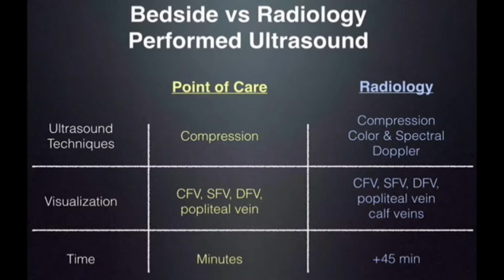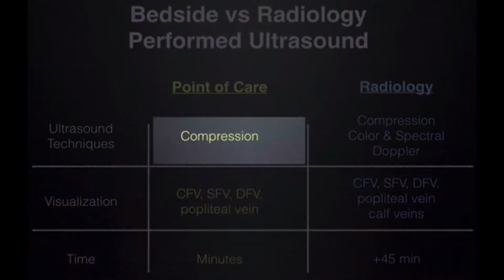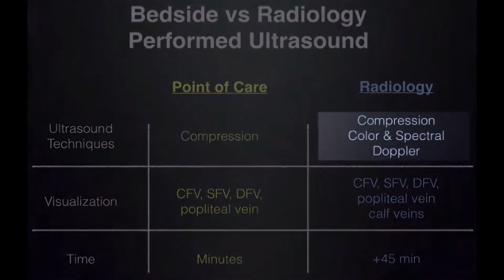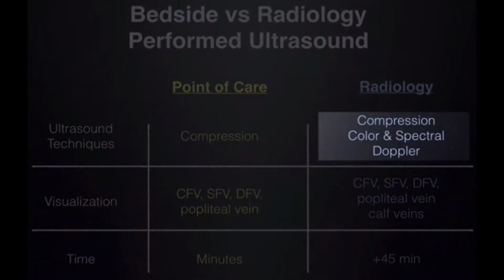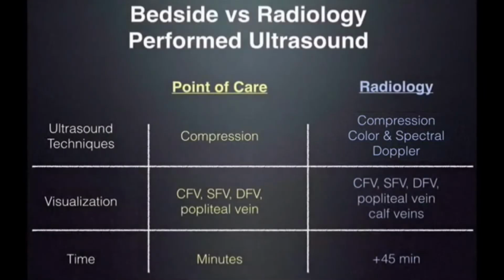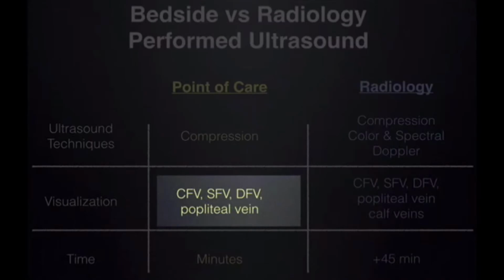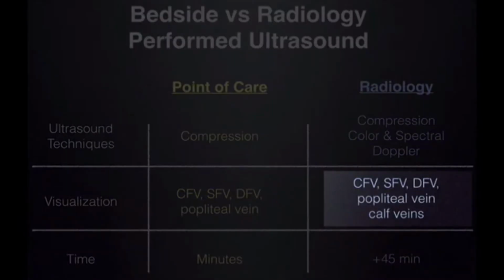Now, there are definitely some differences between the way the emergency physician approaches DVT ultrasounds and the way that the radiologists approach DVT ultrasounds. Starting with the emergency medicine physician, we use ultrasound techniques solely via the compression method, while radiology uses compression but also uses color and spectral Dopplers to help determine if there is a DVT present. In the bedside ultrasound, we only visualize the common femoral, the superficial femoral, the deep femoral, and the popliteal veins, whereas radiology evaluates all of those veins as well as the calf veins.